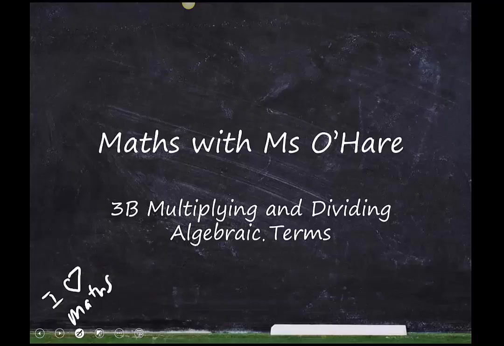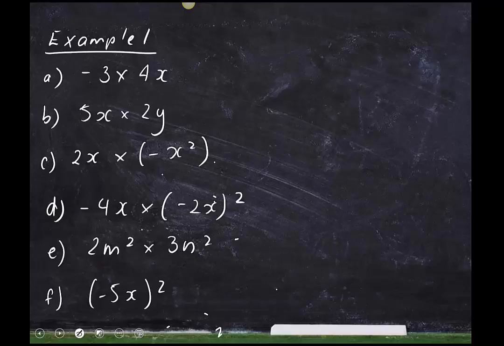Multiplying and dividing algebraic terms. Okay, so we're going to multiply our algebraic terms together. The first thing we do is we multiply the numbers. Then we add in our pronumerals, so add the letters. We do this by removing the times sign and just placing them after the number.